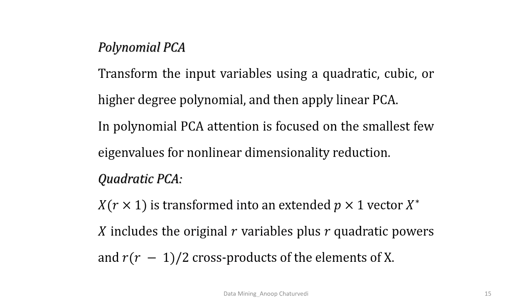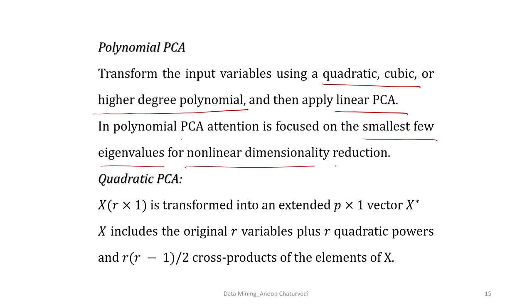One option is to use polynomial PCA. So, first we transform the input variables, and then we use a technique which is just like linear principal component analysis. And we focus attention on the smallest of a few eigenvalues for nonlinear dimensionality reduction. So, first we consider quadratic PCA. So, x is an r cross 1 vector, then we transform it into an extended p cross 1 vector x star. So, x star includes the original r variables plus r quadratic powers, and then r into r minus 1 upon 2 cross products of the elements of x.